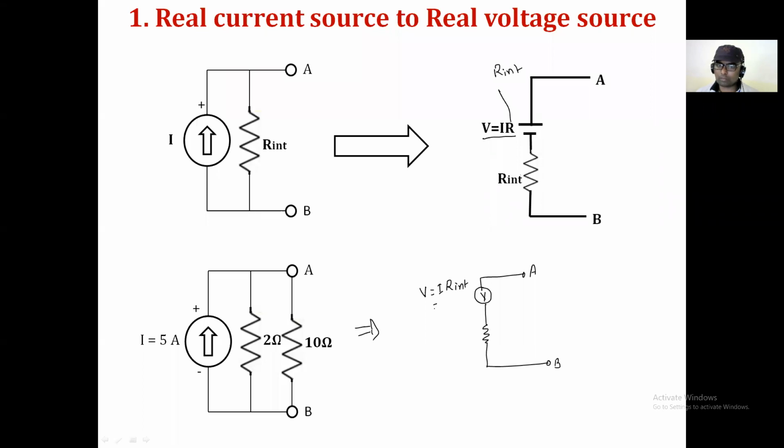Now what is the value of I? It is 5 into internal resistance 2. So the value of voltage source is 10 volt. And internal resistance remains the same, which is nothing but 2 ohm. This is the procedure. And then the load resistance connected between the terminals A and B for the current source, the same load resistance you can connect between the same 2 points A and B.